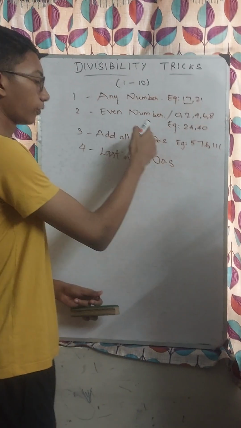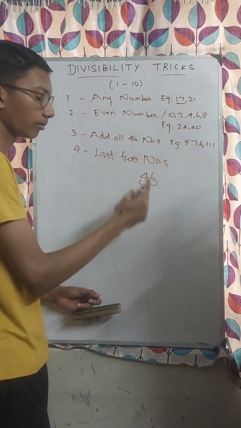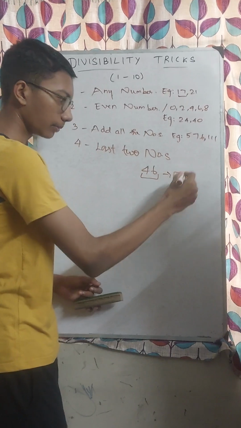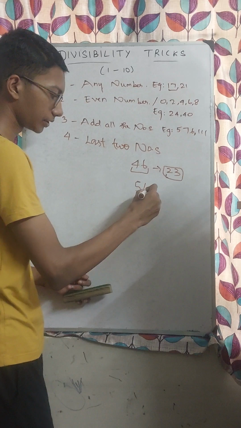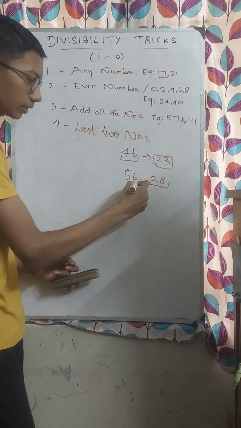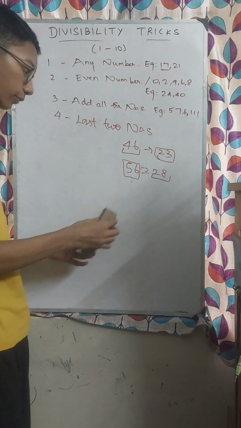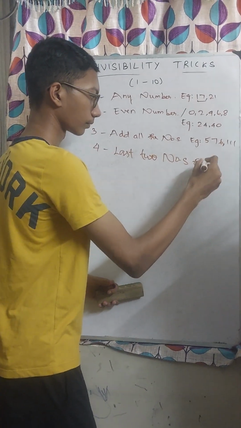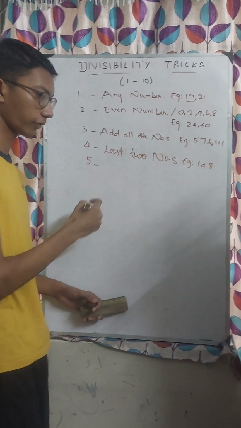Another trick for 4 is, we know the divisibility rule for 2. Just do that. Let's say we have a number like 46. If this is divisible by 2, we need to divide it by 2. We get 23. If this is an even number, then this is divisible by 4. Let's get another example. Let's say we get 56. The half of this is 28. Since this is also an even number, this is divisible by 4. So that's another trick for the number 4. Let's get an example, 148.